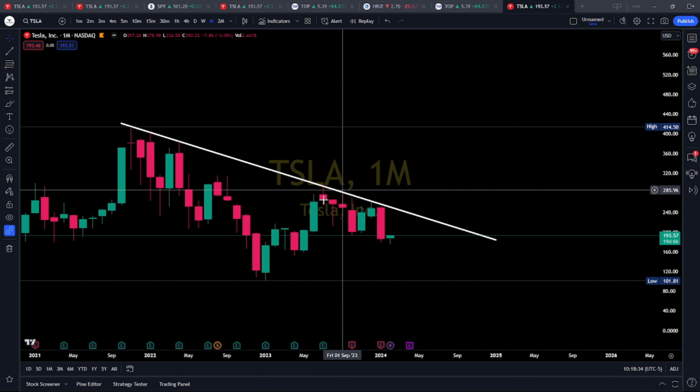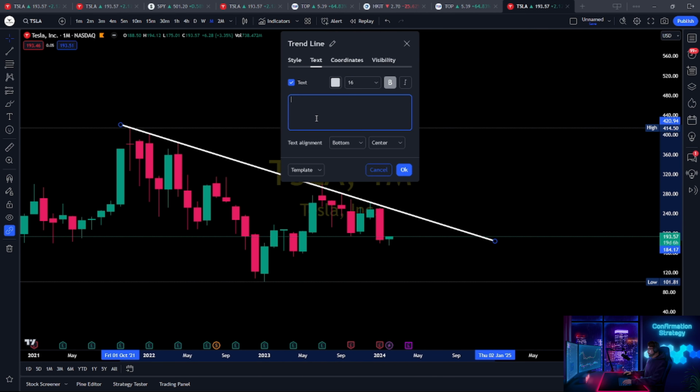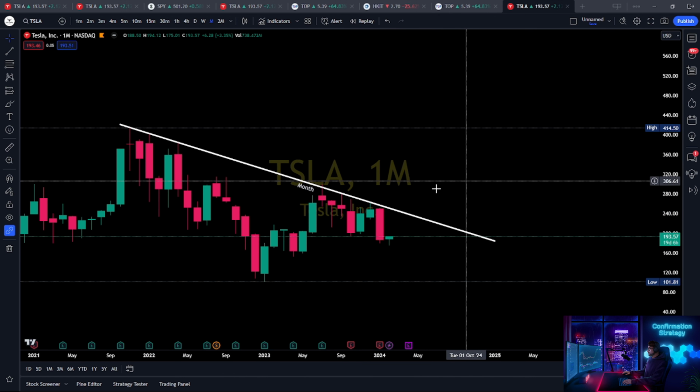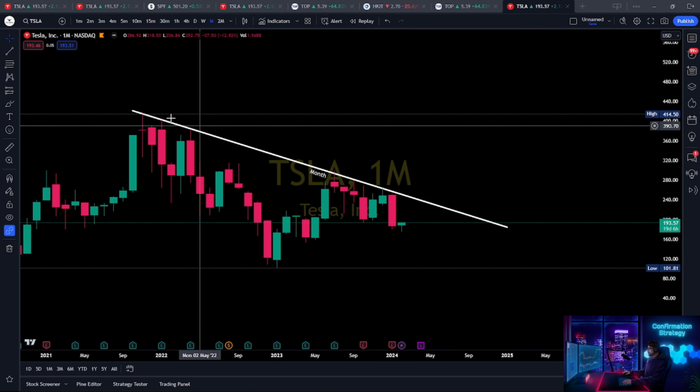So this is beneficial because you can now label this, right? You can come in here and you can label this and say month, right? So that is a monthly trend line. So we know that. We can now develop some analysis here saying that this is a monthly trend line.